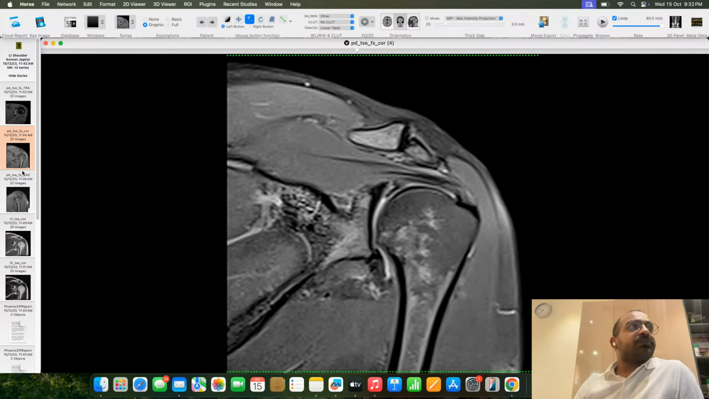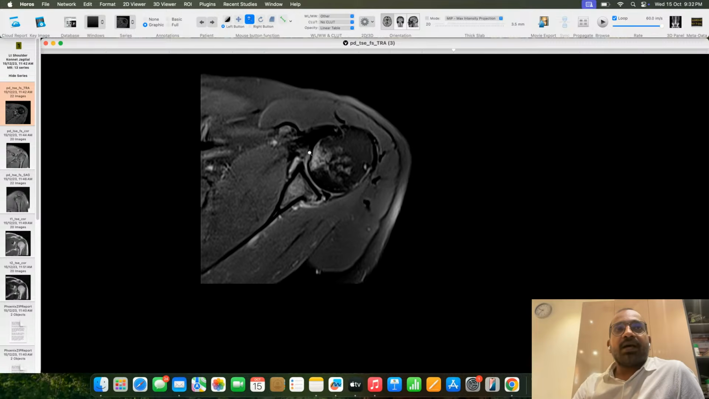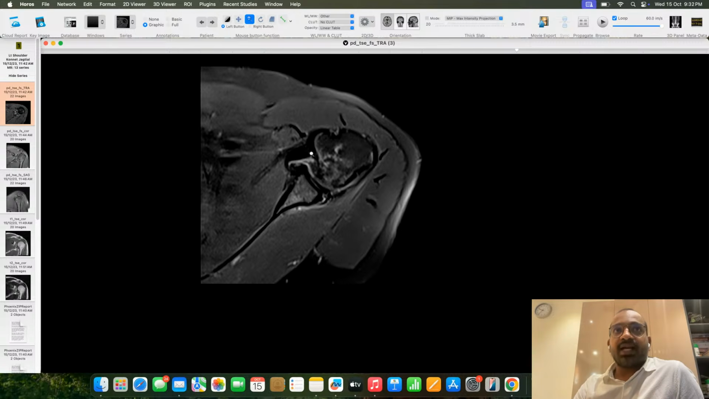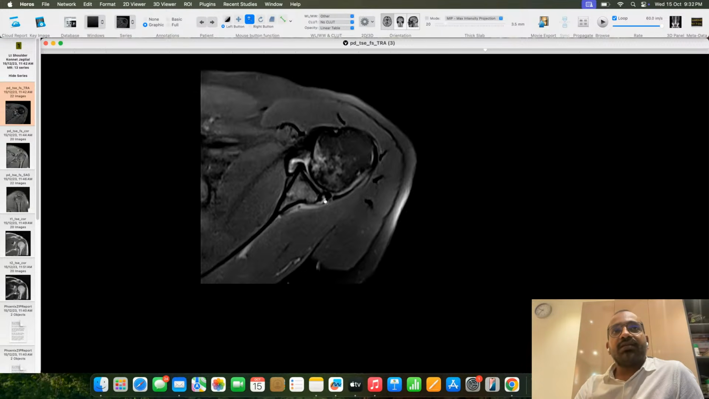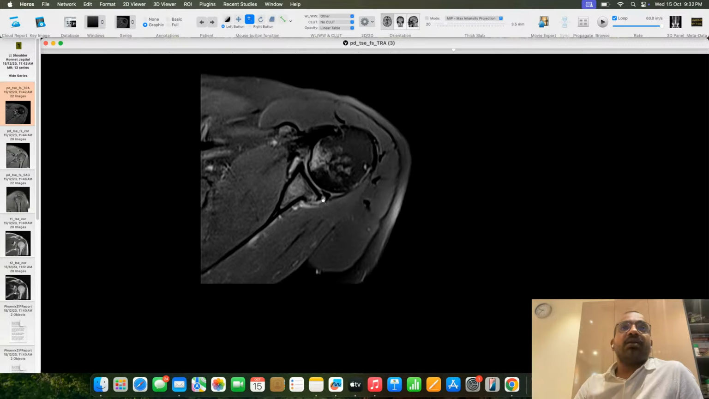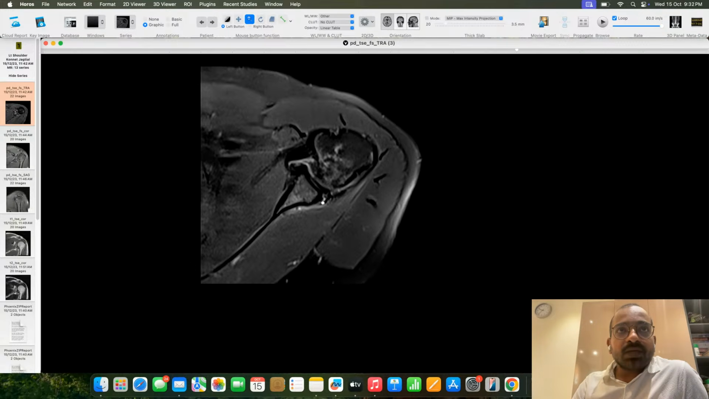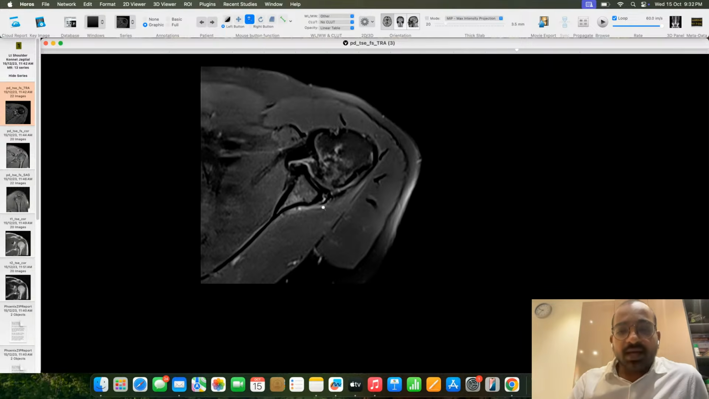Okay, so here we can see there is marrow edema in the anteromedial aspect of the head of the humerus. Okay, and if you see, yeah, reverse Bankart. So there is a bony fragment also, and also there is a labral Bankart cut. This is a reverse Bankart. Okay, reverse Bankart, well and good.